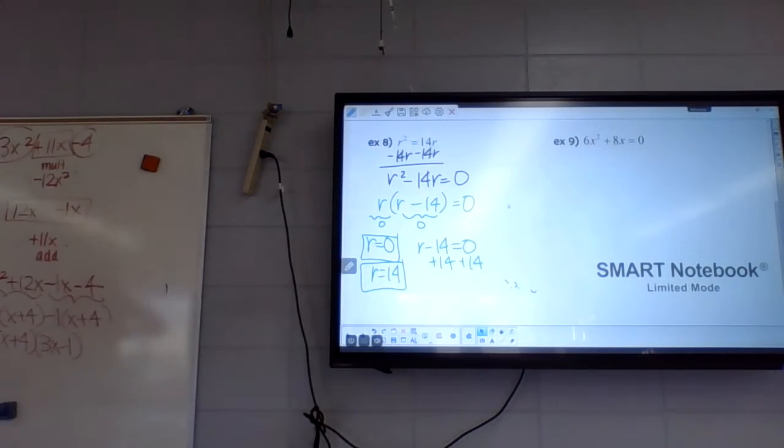So on 9 you want to look for a GCF. What's common that goes into both of those? So I'm going to do that one like this one again. It already equals 0 for us.